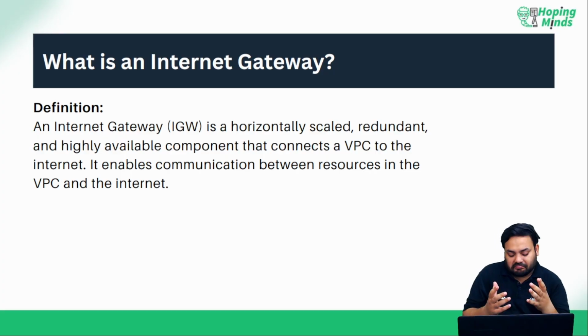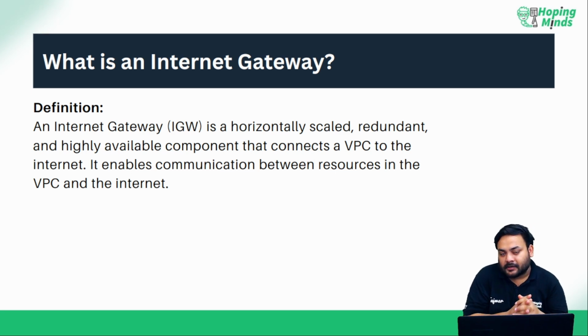So what are internet gateways? In short, we can say it is something that sits between your VPC and the internet. From the definition, an internet gateway is a horizontally scaled, redundant, and highly available component that connects a VPC to the internet. It helps us connect our VPC to the internet, and it enables communication between resources in the VPC and the internet. So we can configure the communication.